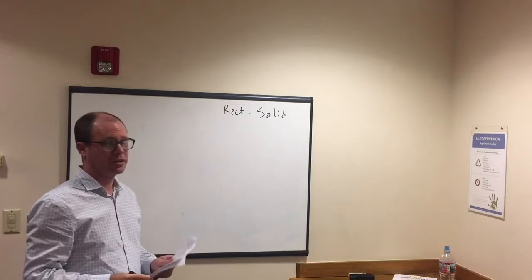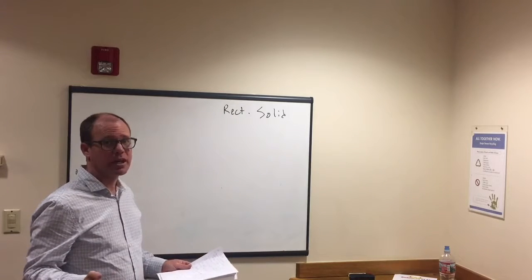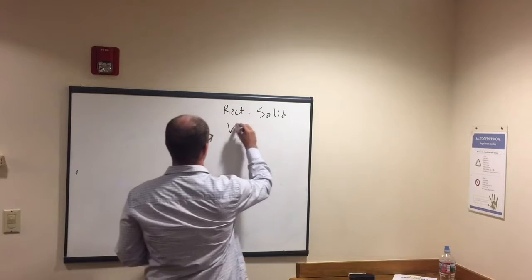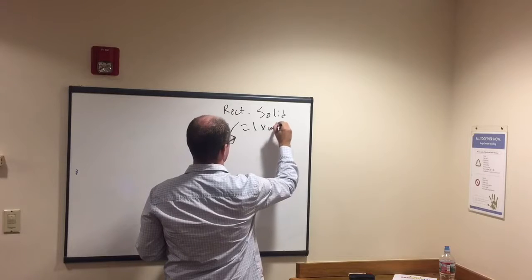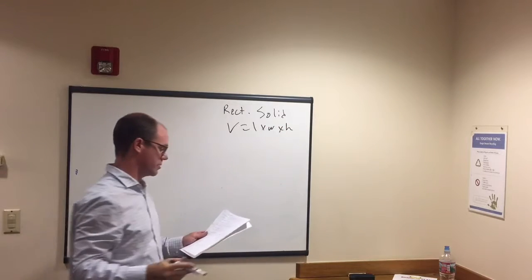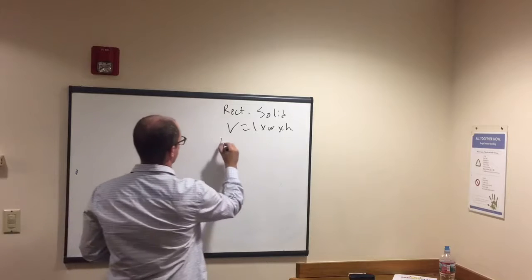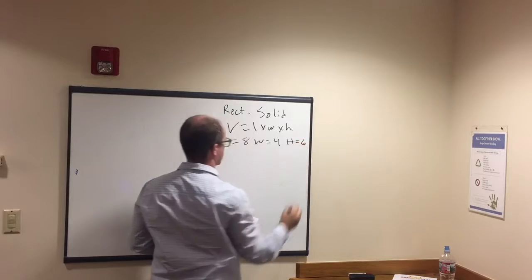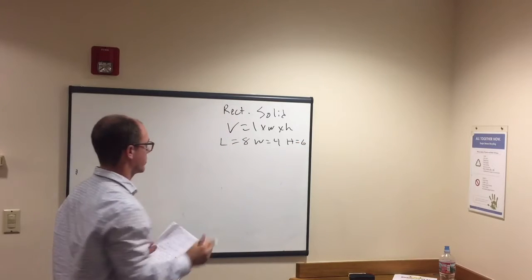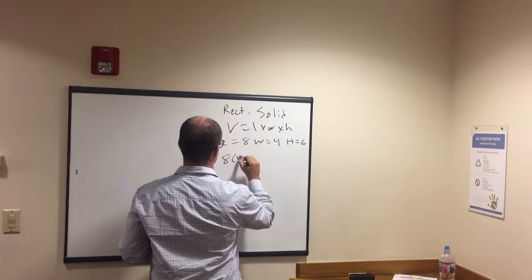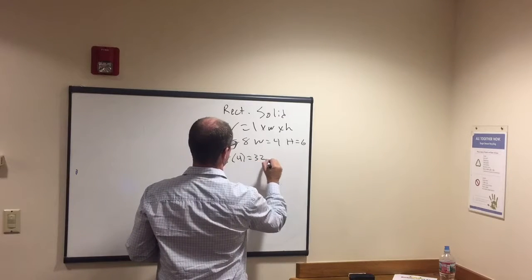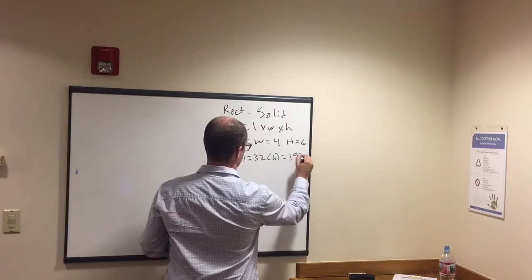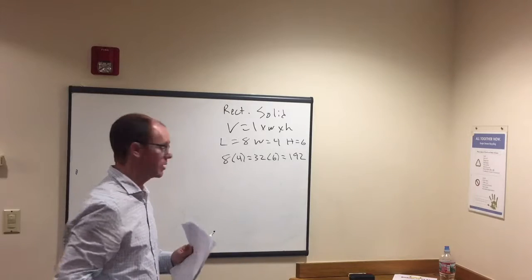If we see a rectangular box, then it's just length times width times height, and they'll give you all three of those and just say solve for volume. So rectangular solid, volume equals length times width times height. As a quick example, they say length 8, width 4, height 6. Then we just multiply them together. Pretty simple. 8 times 4 is 32, times 6, 192. That's the first one, rectangular solid.